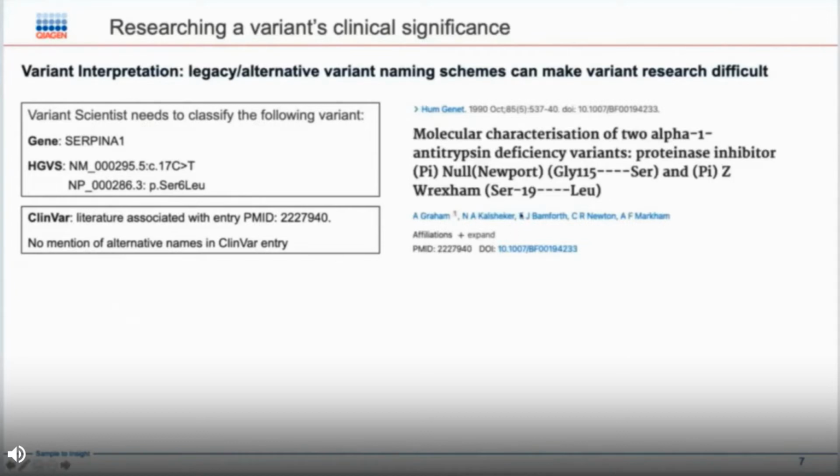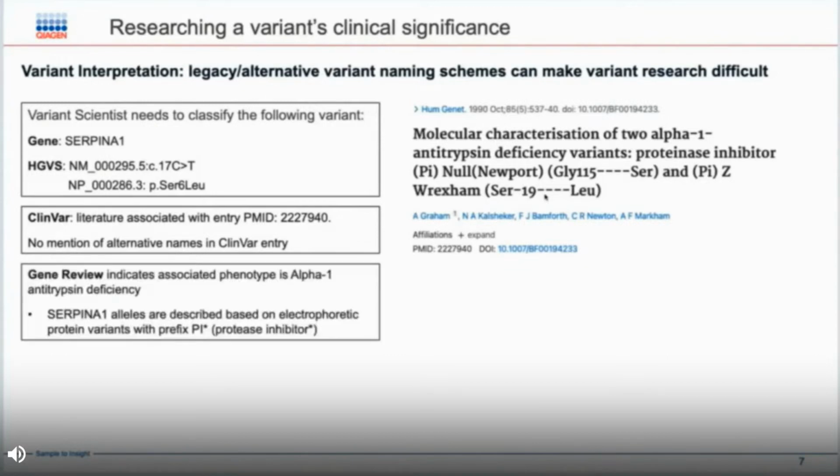And when you investigate this PubMed, you see that within this paper, the only serine to leucine change is happening at codon -19. You also notice that this is somehow also associated with something called PIZ rexum. So at this point, you're not seeing any mention of a serine 6 leucine. So you may move on to the gene review for SERPINA1, where you indeed confirm that alpha-1 antitrypsin deficiency is the associated phenotype.